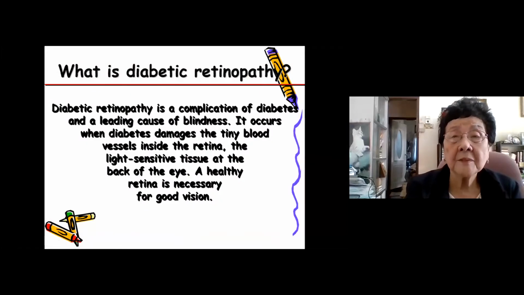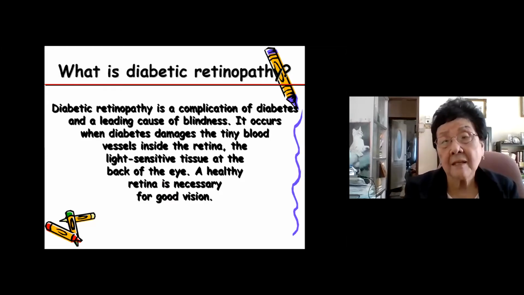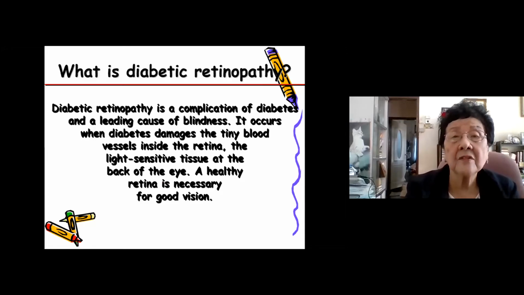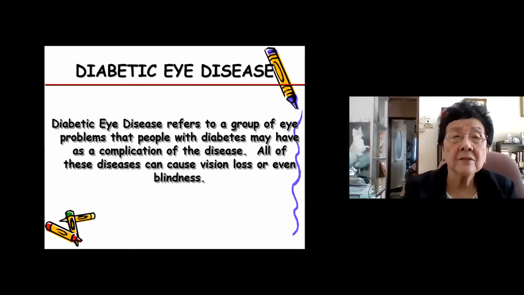Diabetic retinopathy is a complication of diabetes, and it leads eventually to blindness. It occurs when the diabetes damages the tiny blood vessels inside the retina, which is actually the light sensitive tissue at the back of the eye, which I just showed you. A healthy retina is necessary for good vision. Diabetic eye disease refers to a group of eye problems that people with diabetes may have as a complication of the disease. And all these diseases can eventually cause vision loss, partial blindness, or complete blindness.